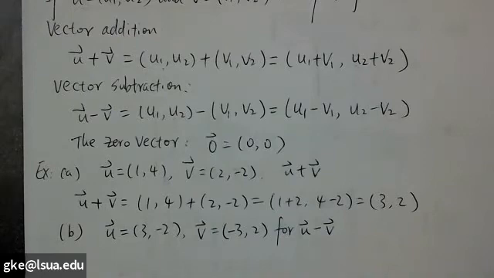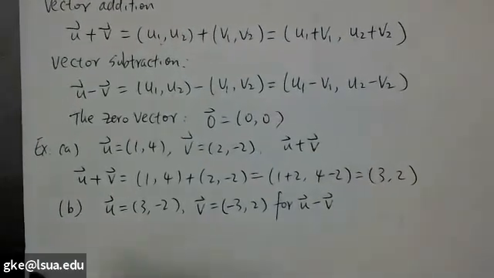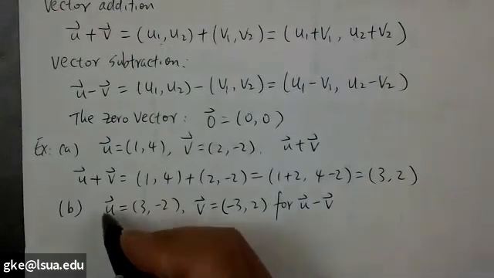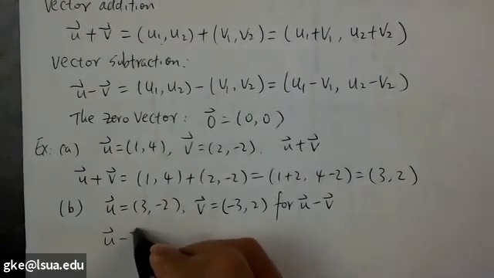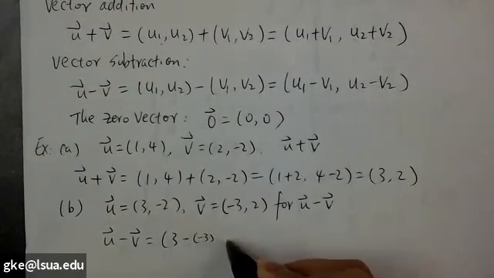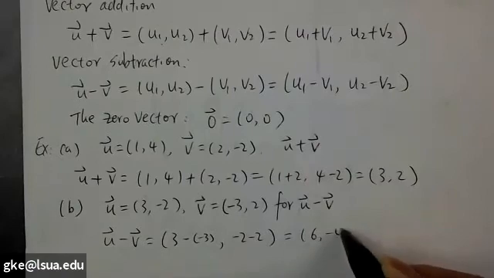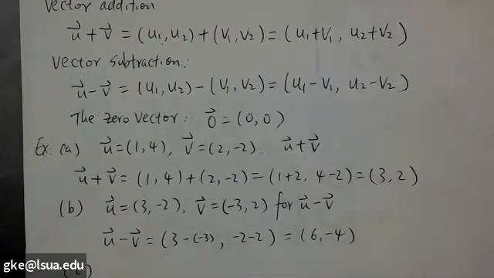Okay, let me try it on the board. So for this one, we have what? We have u subtract v: 3 subtract -3, -2 subtract 2. We have (2, -4). Okay.